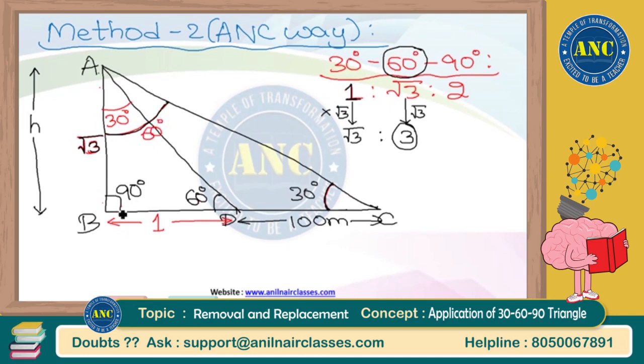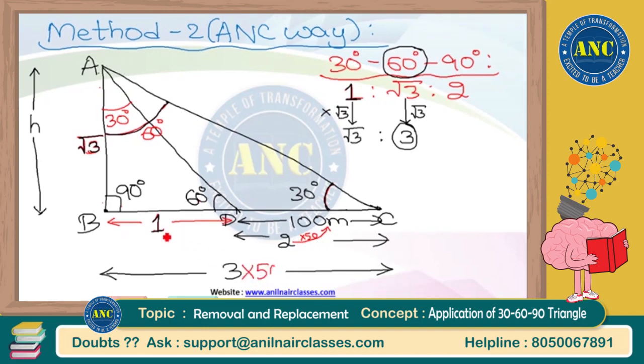Opposite to 60, in the bigger triangle ABC, the side is BC. This entire thing is 3 units according to the ratio. This BD is 1. That means the remaining should be 2 units, right? According to the ratio it is 2, but according to the question it is 100. 2 into which number is 100? 2 into 50 is 100. This also multiply by 50. 1 also multiply by 50. Root 3 also multiply by 50. Height is nothing but 50 root 3.